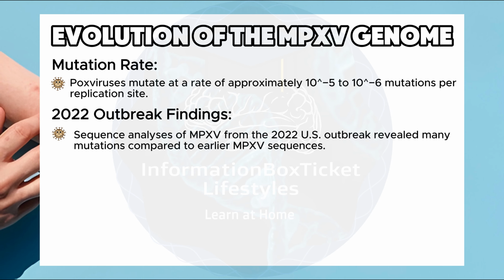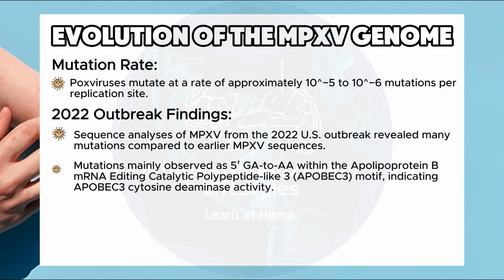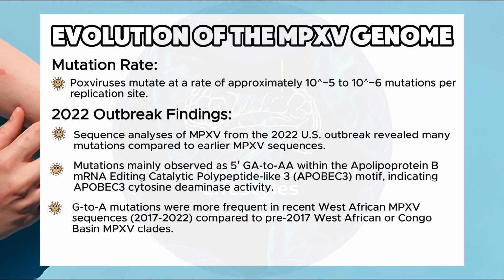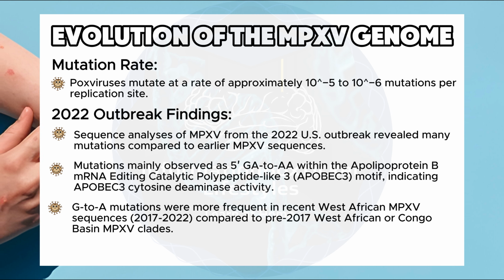Sequence analyses of MPXV from the 2022 U.S. outbreak revealed many mutations compared to earlier MPXV sequences. Mutations were mainly observed as 5'GA to AA within the apolipoprotein B mRNA editing catalytic polypeptide-like 3, APOBEC3, motif, indicating APOBEC3 cytosine deaminase activity. G to A mutations were more frequent in recent West African MPXV sequences, 2017 to 2022, compared to pre-2017 West African or Congo Basin MPXV clades.